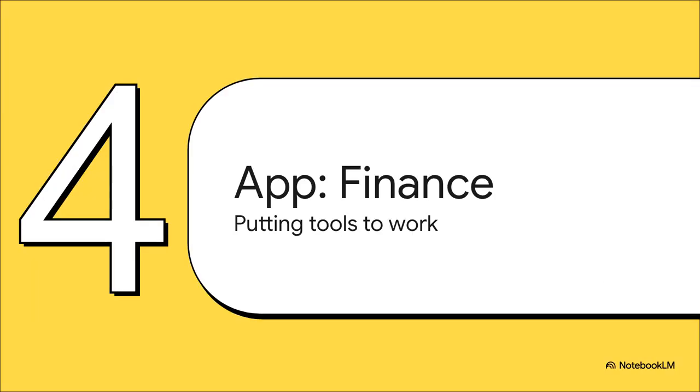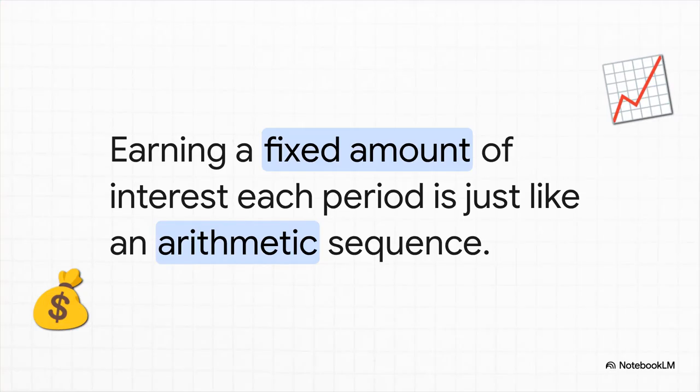Let's apply these tools to something we can all relate to: money. Financial math is a huge and really practical part of the Math AI course, and it relies heavily on everything we've just talked about. So here's the first big aha moment for you. Simple interest? It's just an arithmetic sequence wearing a disguise. Think about it. You earn the exact same chunk of interest each year, a fixed amount being added over and over. Well, that's just an arithmetic sequence, where the interest is your common difference.